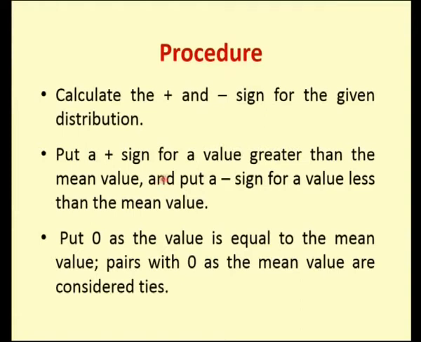Put a plus sign for a value greater than the mean value and put a minus sign for a value less than the mean value. Instead of the mean, you can also take the median value. Put 0 as the value is equal to the mean value. Pairs with 0 as the mean value are considered as ties.